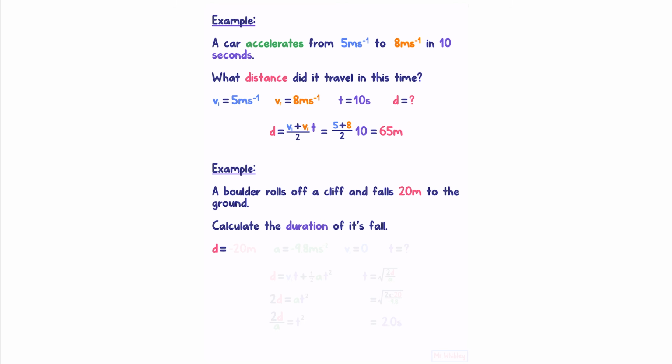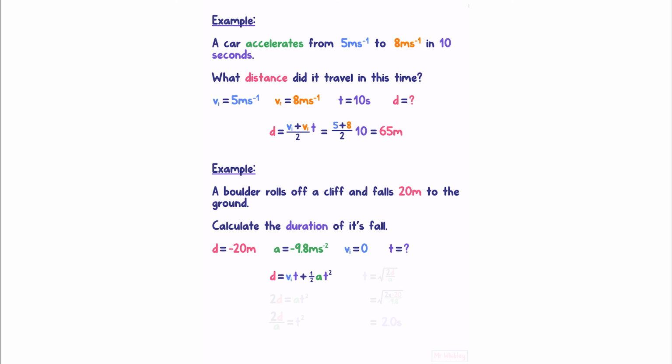Our distance is 20 meters, and because it's downwards, we'll make that negative. Our acceleration is the acceleration due to gravity, which is 9.8 meters per second squared, and because it's also downwards, it's also negative. Our initial velocity is 0, and we're trying to determine the time. The one value we don't have and we don't care to find is our final velocity, cluing us into using the one equation without the final velocity, which is this one here.